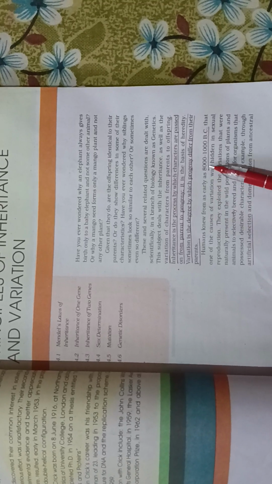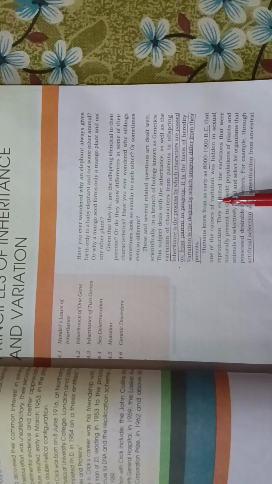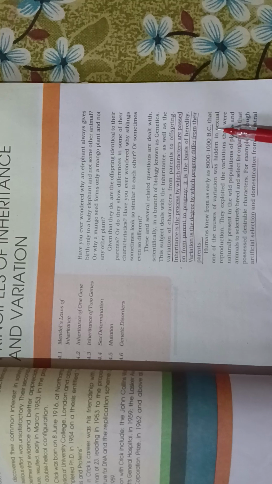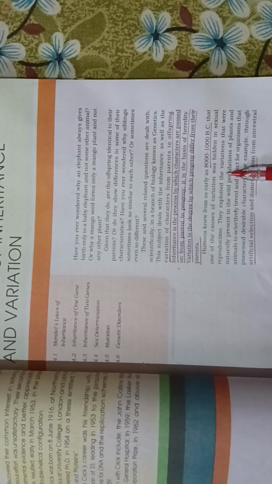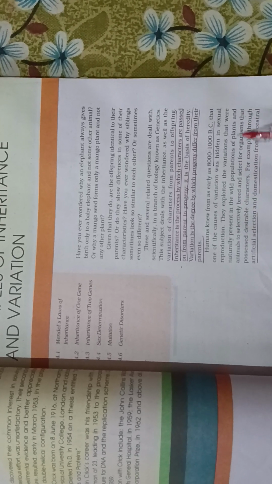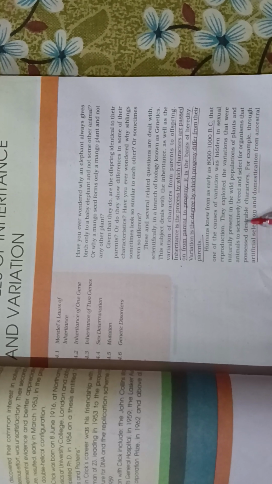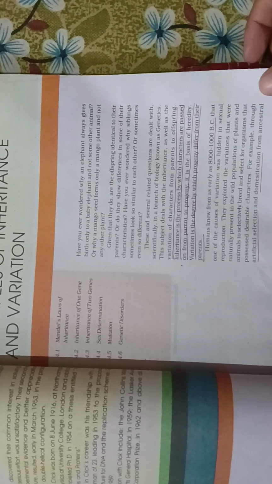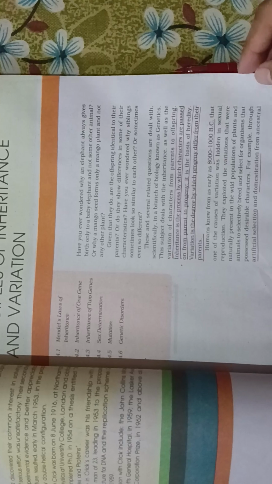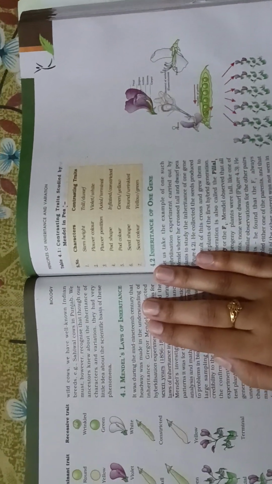Humans knew from as early as 8000 to 1000 BC that one of the causes of variation was hidden in sexual reproduction. They exploited the variations that were naturally present in the wild populations of plants and animals to selectively breed and select for organisms that possessed desirable characters. For example, through artificial selection and domestication from ancestral wild cows, we have well known Indian breeds. Example is Sahiwal cows in Punjab.